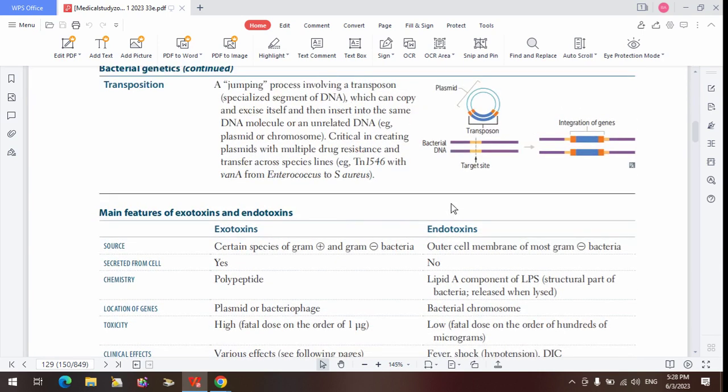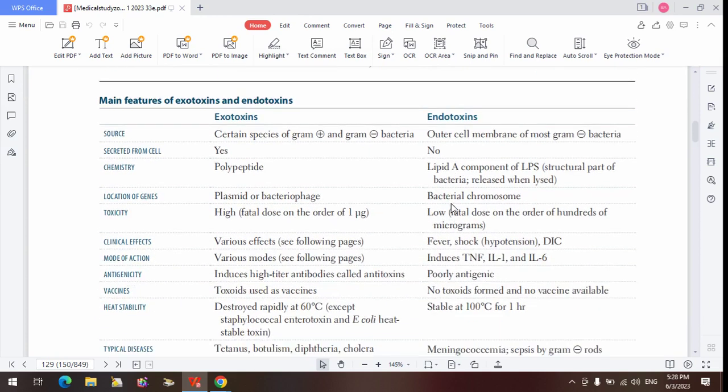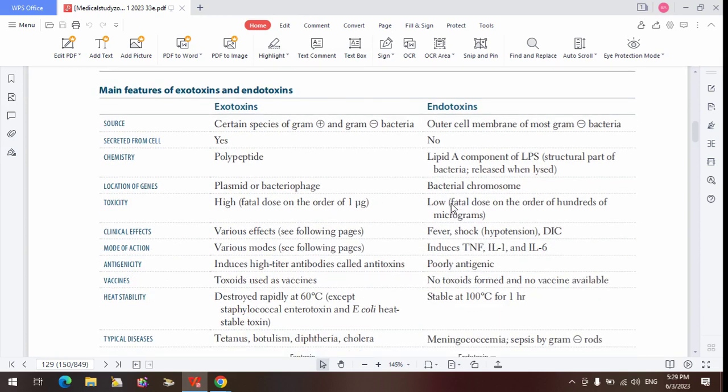So most of the time that transposon that is actually within the plasmid, it's the plasmid that contains it. Most of the time it is the plasmid. Don't forget that. Okay, so what are the features of exotoxin and endotoxin?